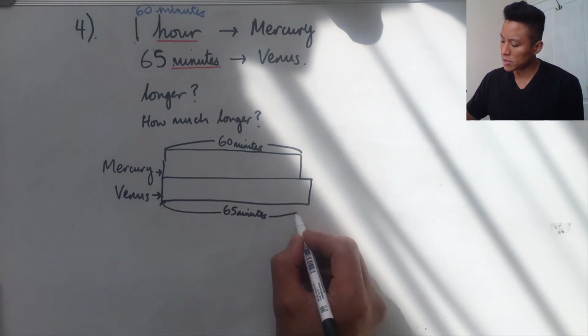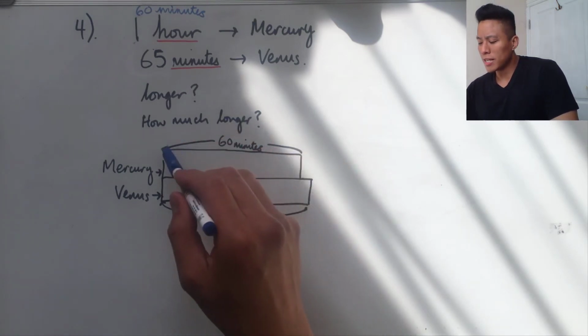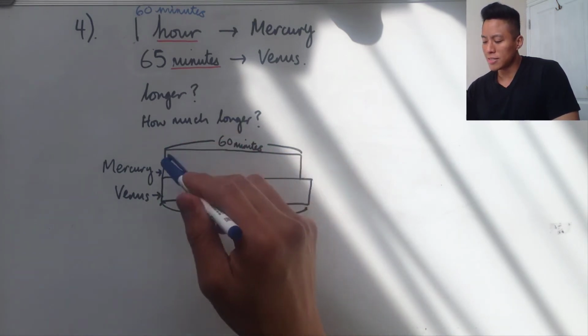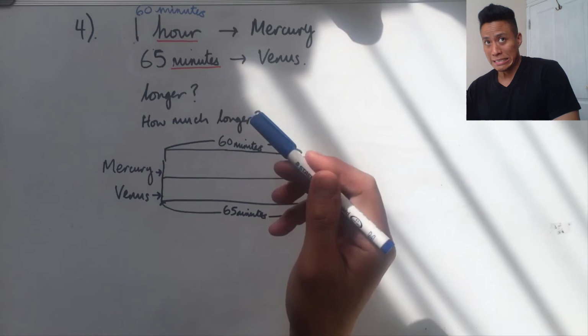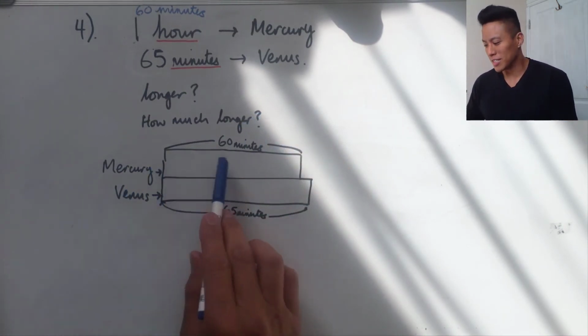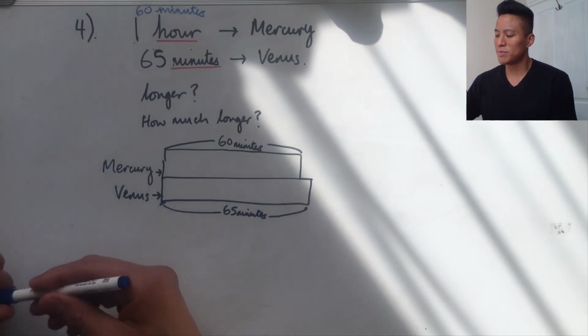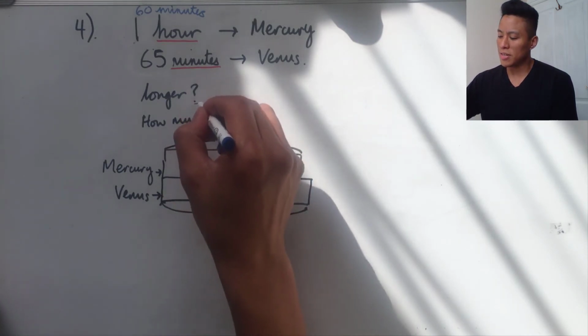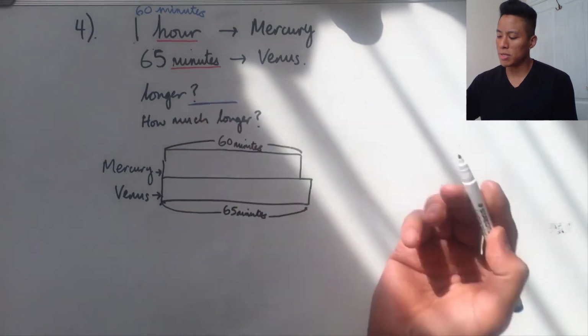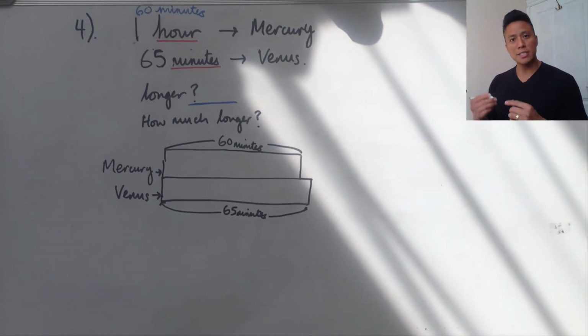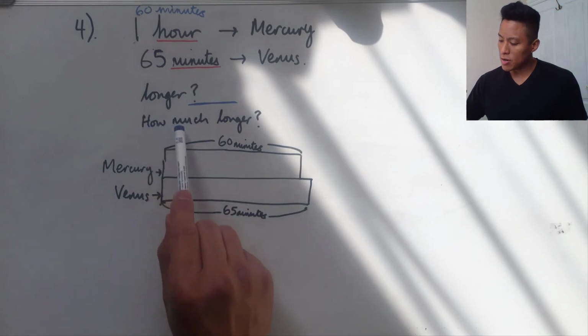From here to here. Which planet takes the longest time to get to? Is it Mercury or is it Venus? Okay, 60 and 65. So we've already answered. I've already given you the means to answer that question. I'm not going to answer it for you. I want you to write in your packs and then you can check it in the answers. Okay. And then it says how much longer.